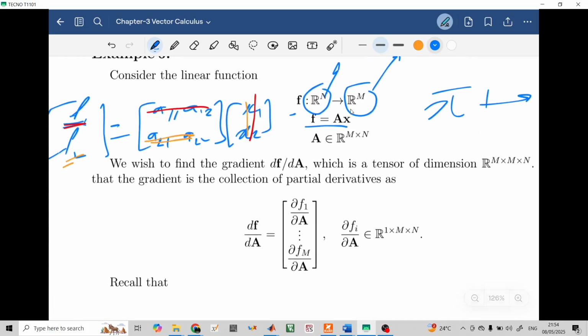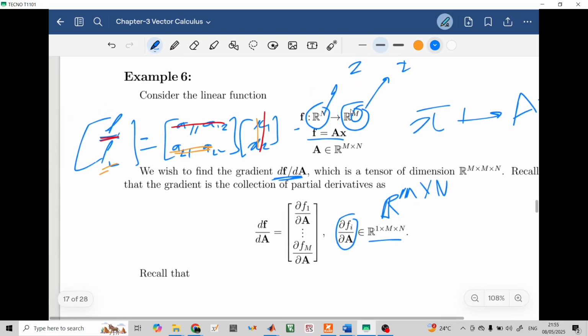Okay, now we want to take the derivative of f with respect to A, right? So of course, since f has m components, we take each component, and it will be the derivative of this component with respect to A. So this belongs to 1 times m times n, which is a long way of saying it is a matrix, an m by n matrix.